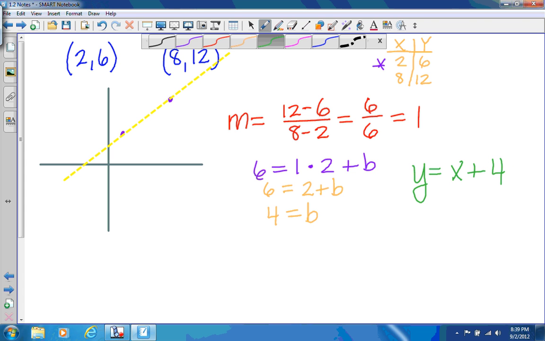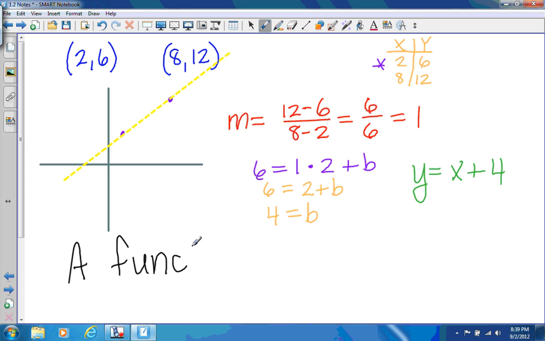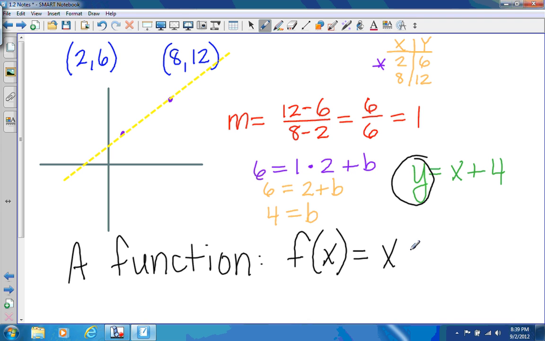Now, if we were going to take this and write it as a function, not much changes except for this part of it. We change that to say f of x equals x plus 4. And this is read f of x or f at x, and then this part is the equation. This is merely a label. It's the name of the function. In this case, function f.